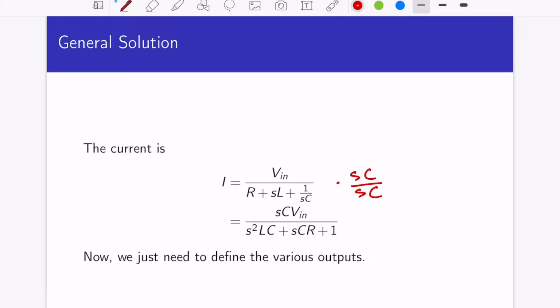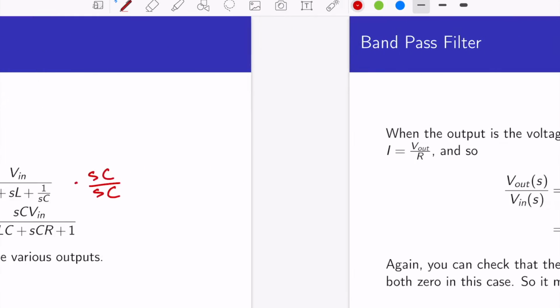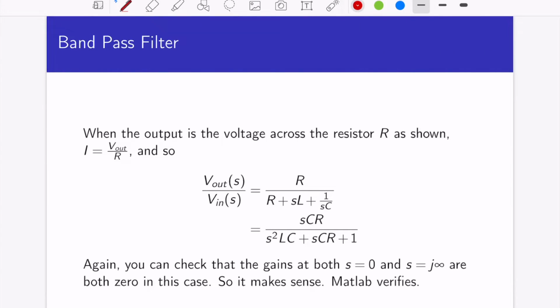So now let's just look at all the different outputs we could define. If we put the output across the resistor R, okay, then we can write I is equal to V out over R. And so we can plug in for I and then find the ratio of V out to Vin, and we end up with R over R plus SL plus 1 over SC, multiply by SC over SC, and we get SCR over S squared LC plus SCR plus 1.